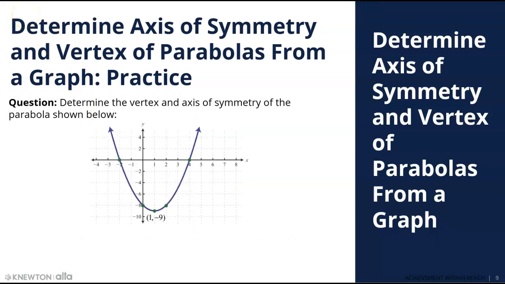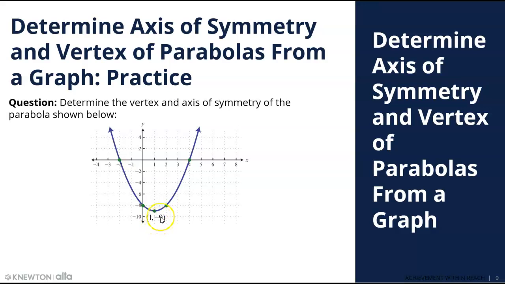Now let's consider another example. Determine the vertex and axis of symmetry of the parabola shown below. We have here a parabola that opens upward. The vertex is the lowest point of the parabola, and that is the point 1, negative 9.